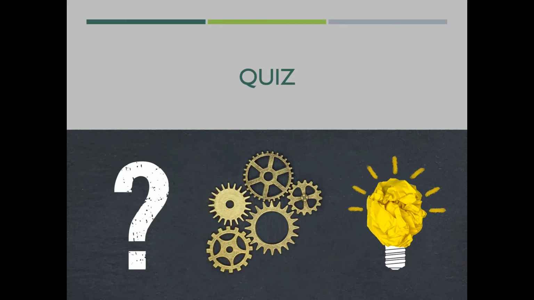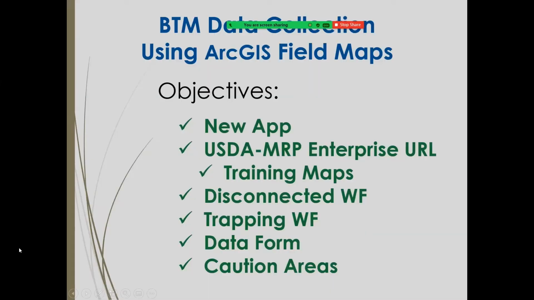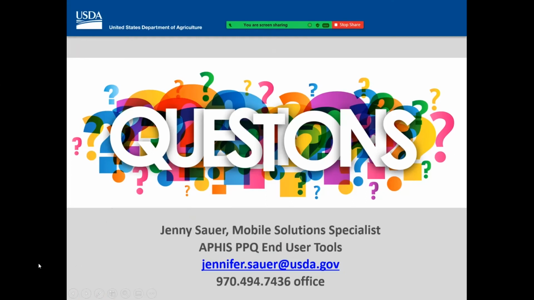So what did we talk about today? Whew, a lot. We talked about the new app, Field Maps. We talked about delineating the 2 URLs that you use to sign in. Be very careful that real data is only collected in that MRP sign in, not in a training map. The disconnected workflow overview. We talked about trapping workflows a little bit. We had a look at the data form, and we went through some caution areas for you to be careful of. At this point, this is your training for the national level early detection trapping map that you'll use in Field Maps.